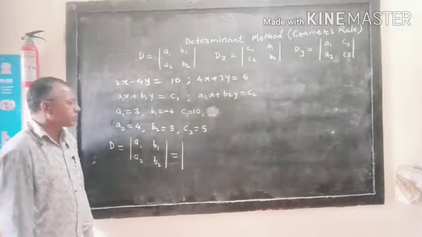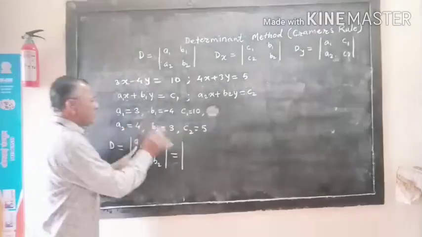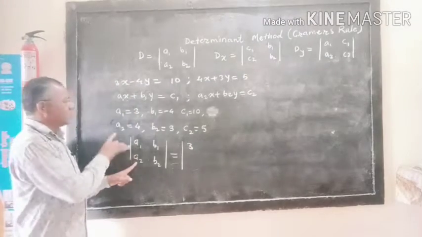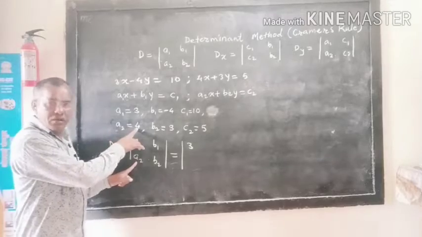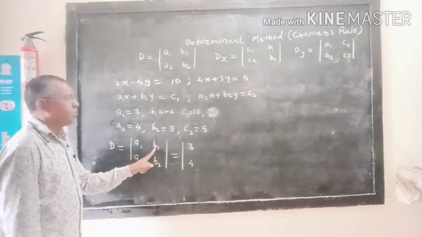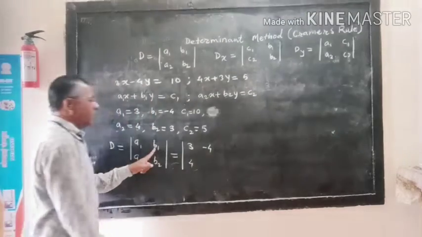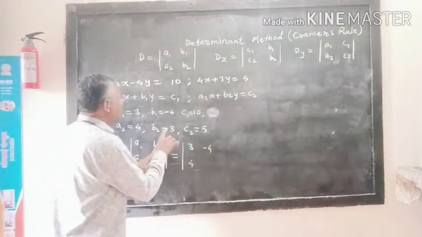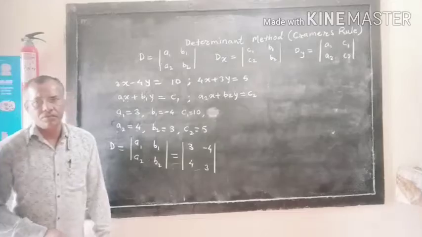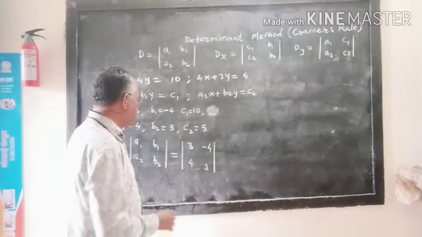Now see here, what is the value of a1? a1 is equal to 3. I will write here 3. What is the value of a2? a2 is 4. Then I will write here b1. b1 is minus 4. And what is b2? b2 is 3 here. Then I have to find the value of d.